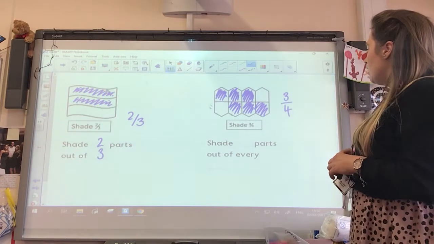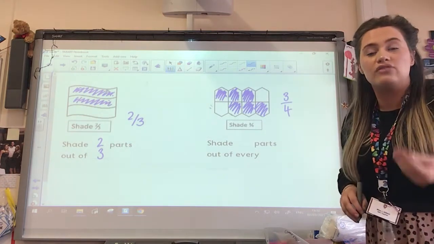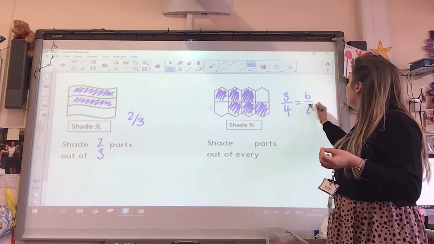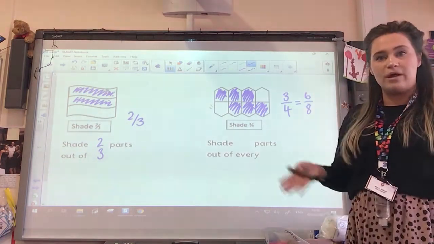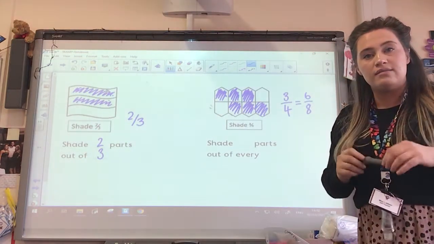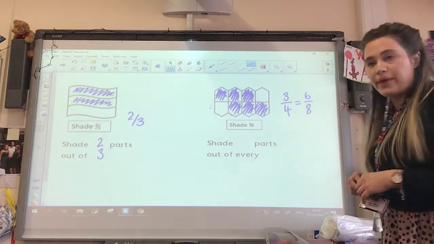Okay? And again, that fraction is the same as 6/8, because there are 8 equal parts altogether in this shape. We've shaded 6, so 3/4 is the same as 6/8. Okay.